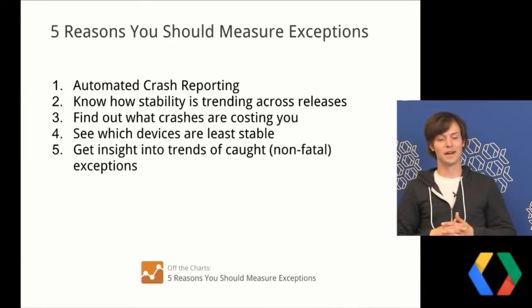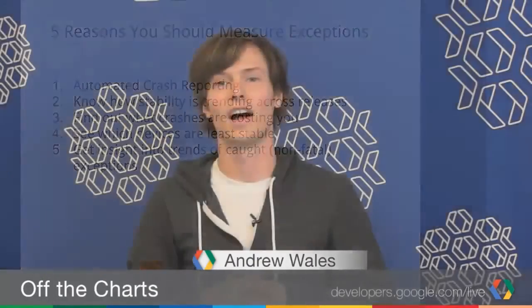And number 5, because you can get insight into trends of caught exceptions. And these caught exceptions can represent moments when there's a big impact on user behavior. So it can be really useful to grab this. And the example I used was if you're requesting data from the cloud and a user's sitting there waiting for that, and there's an exception that's thrown because the server's not available, that's something that's really valuable to measure and hopefully minimize in future releases.